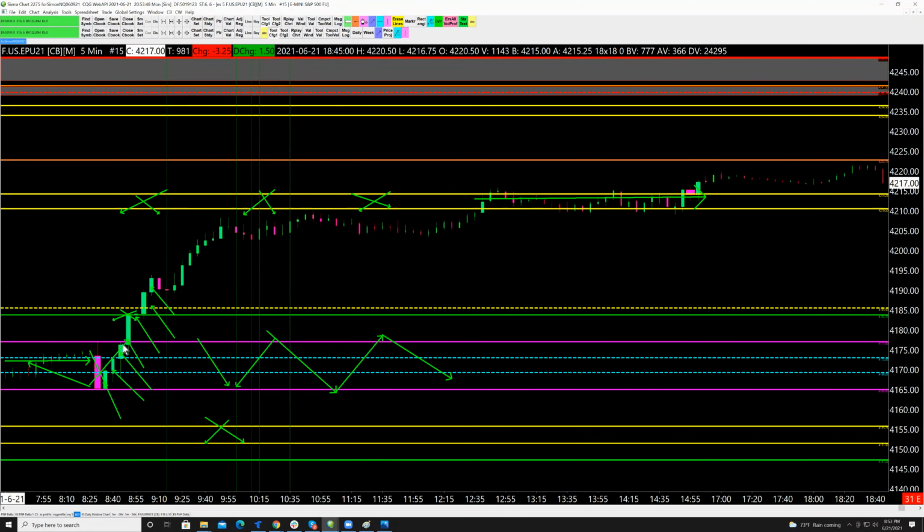So at the end of the day, we ended up testing this yellow zone in Asia, and we came all the way up to this yellow zone in the U.S. session, and that is how the market in the big picture ended up resolving itself.